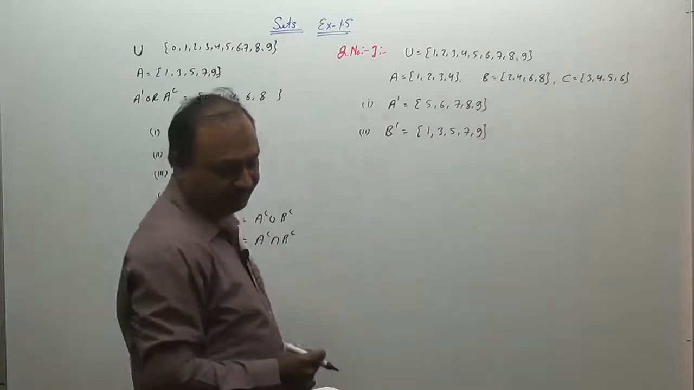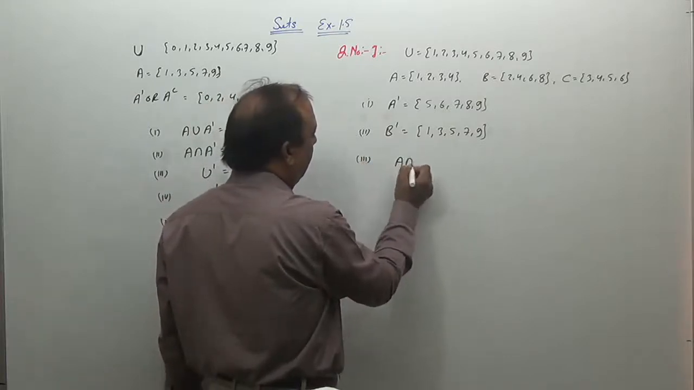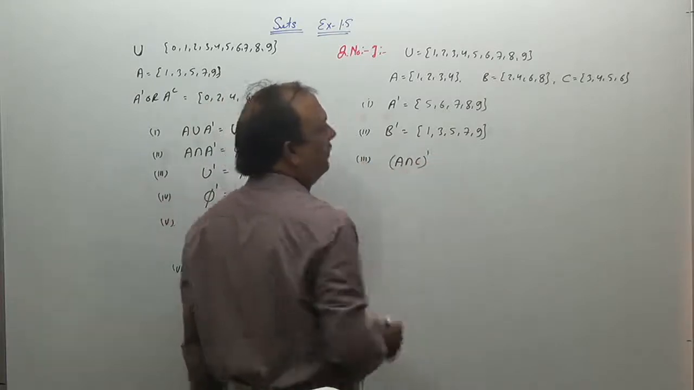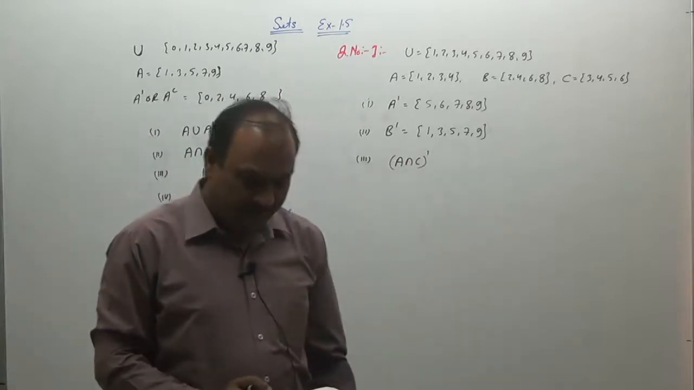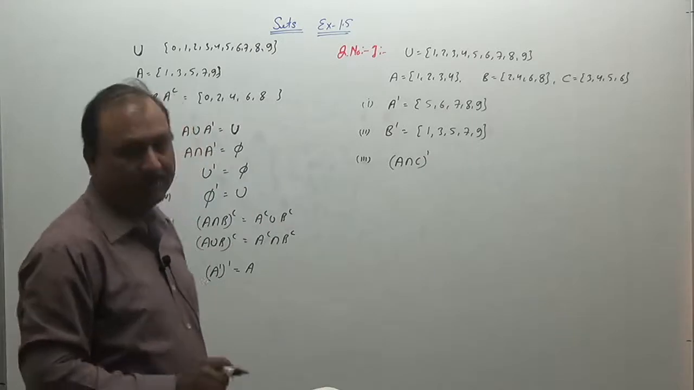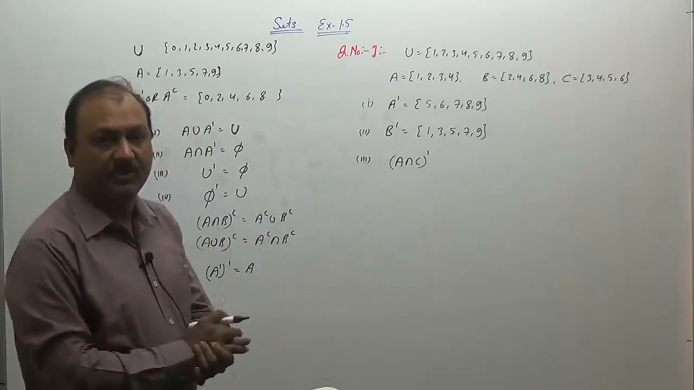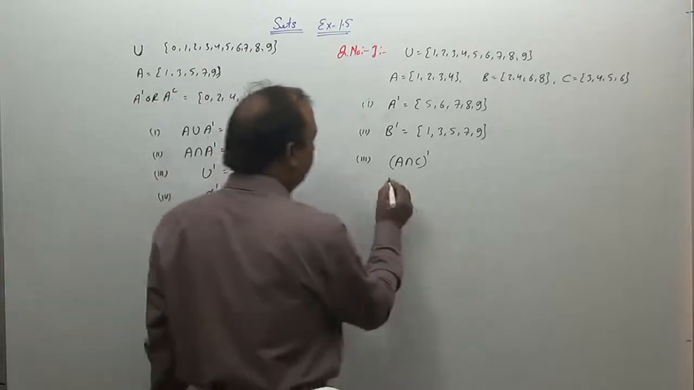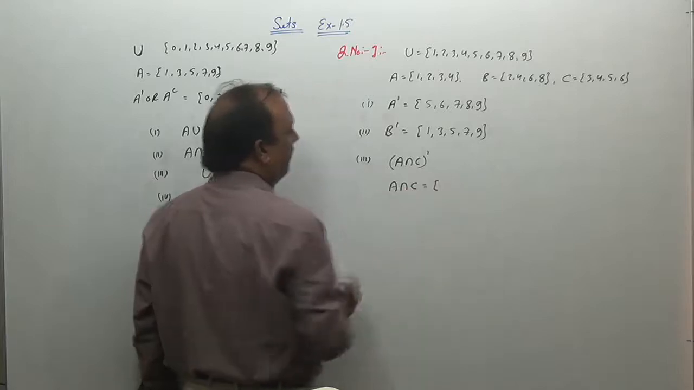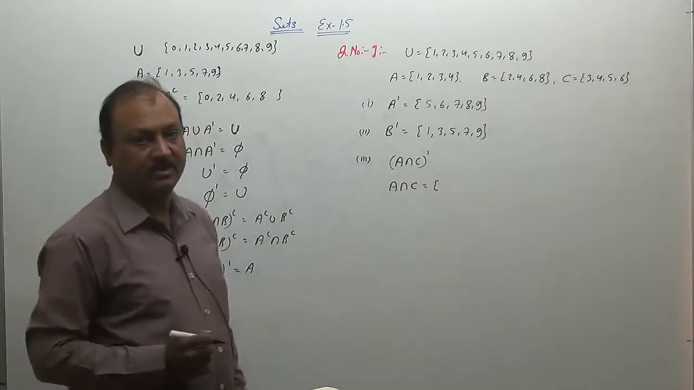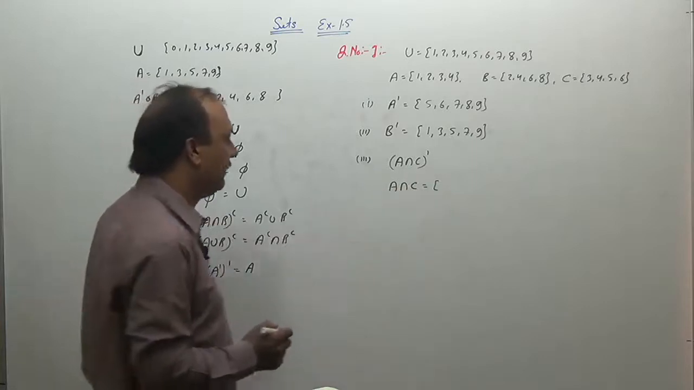Next, the third part is A intersection C complement. We can find this set in 2 ways. One way is that we first find out A intersection C.